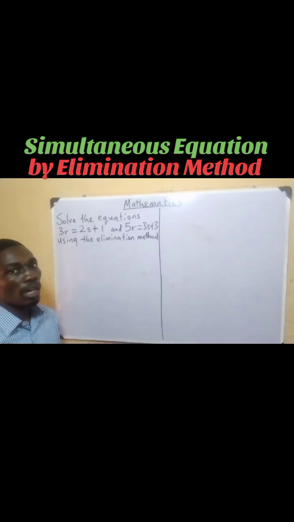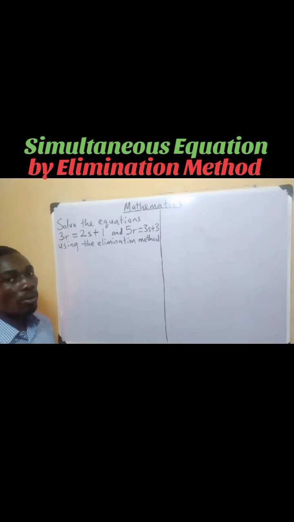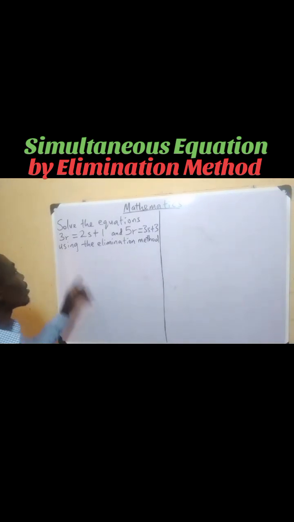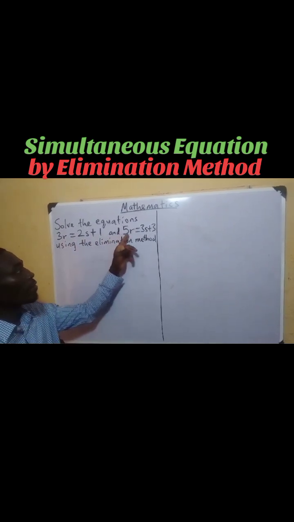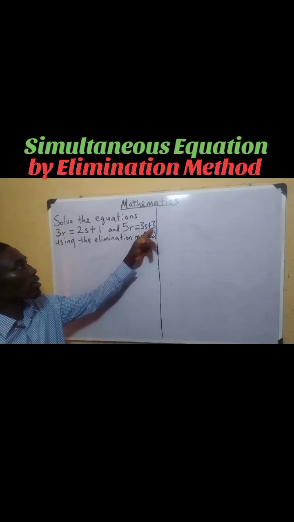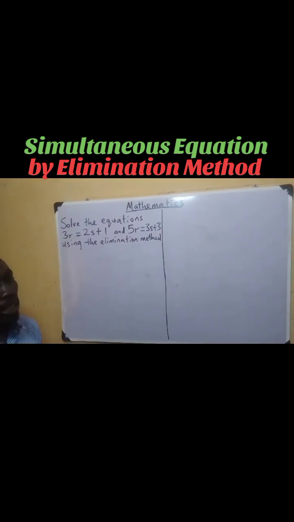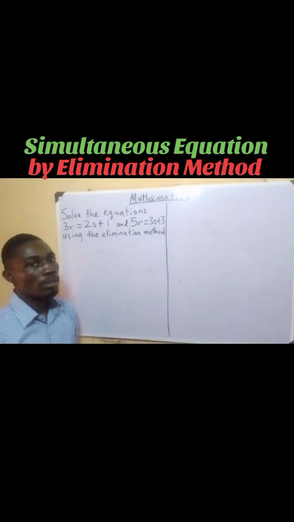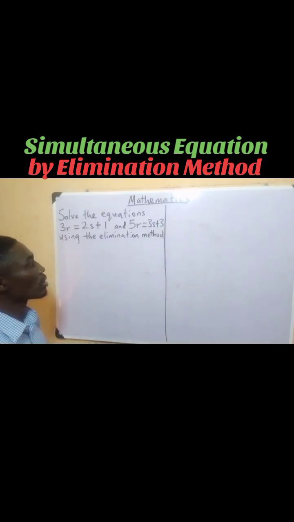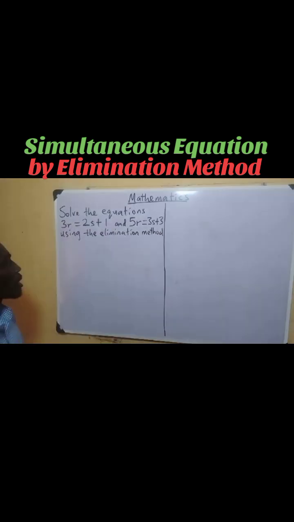Viewers, we have a simple mathematical equation that says: solve the equations 3r equals 2s plus 1 and 5r equals 3s plus 3 using the elimination method. This is a simple simultaneous equation. So what do you do here to get the answers?